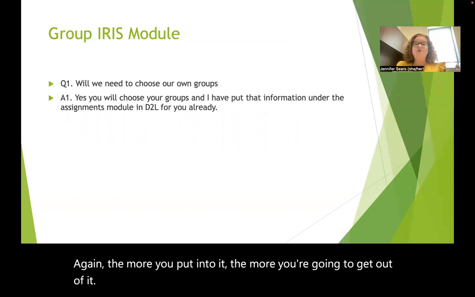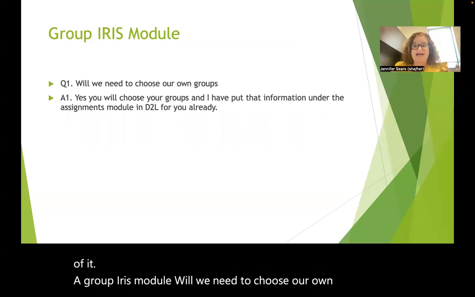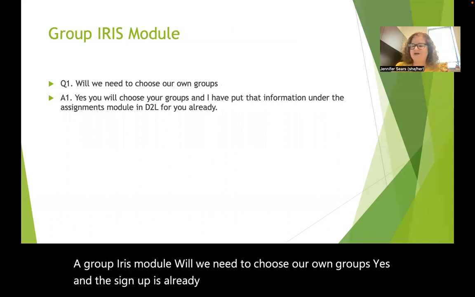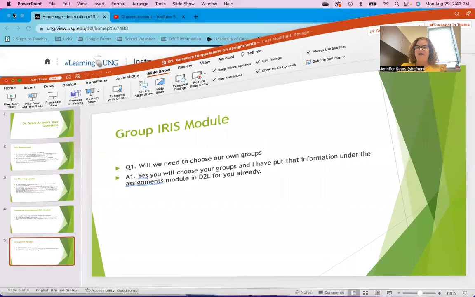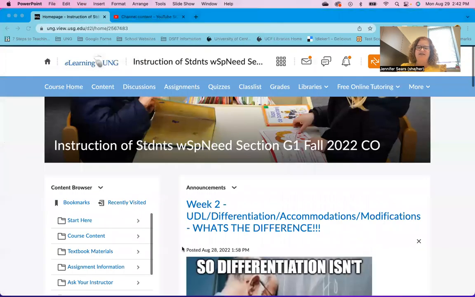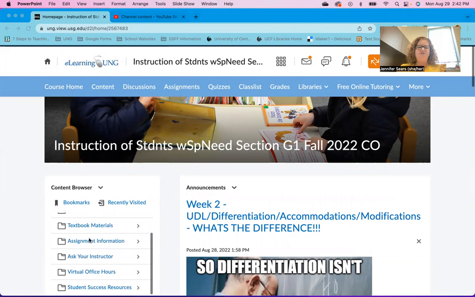Group IRIS module: will we need to choose our own groups? Yes, and the sign up is already up for that. I'll show you where that is in just a second. So yes, you will sign up for your own groups. And let me show you where that is. So here is your class. I know it's your class because it says G1 up at the top. You are class G1. If you go over here to the sidebar, you'll see where it says assignment information.